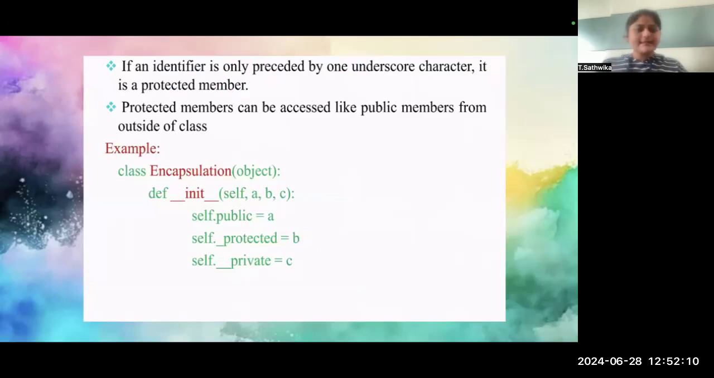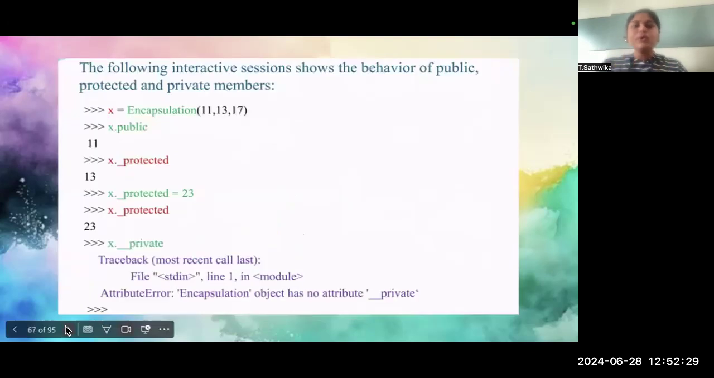And let's consider an example of class encapsulation, taking object as an argument. Now we are defining the init function with self, a, b, c, and we are defining self.public as a, self._protected as b, and self.__private as c. Now the following interactive session shows the behavior of public, protected, and private members.